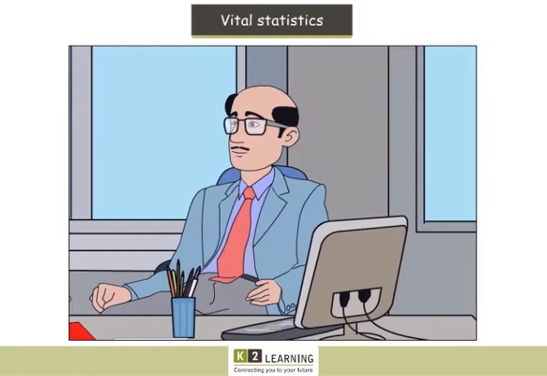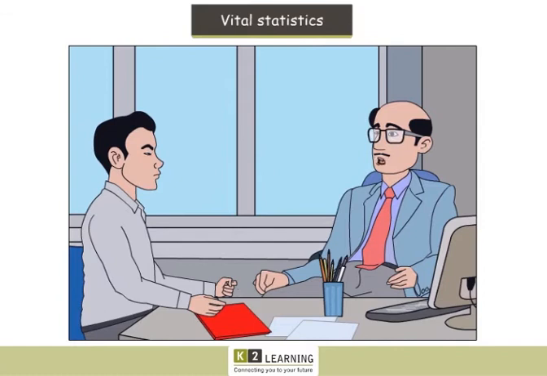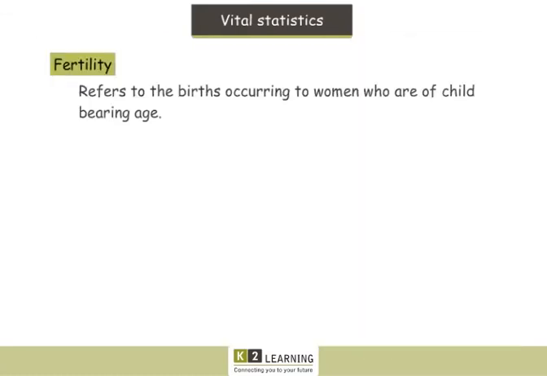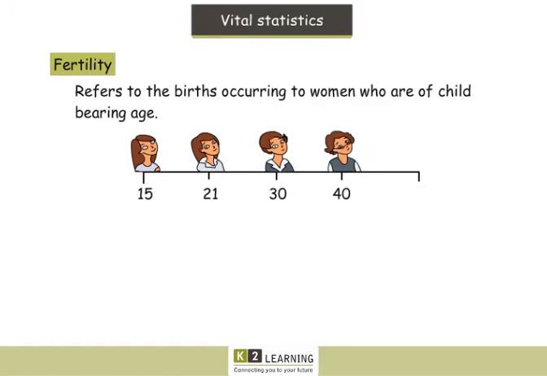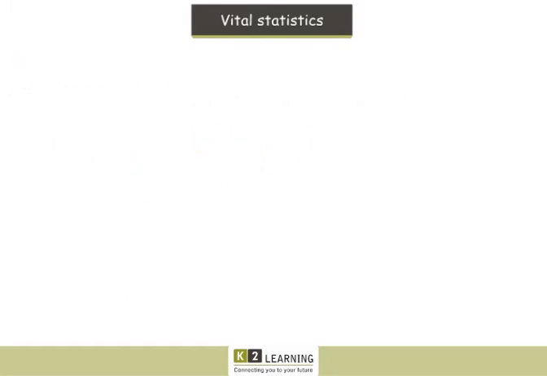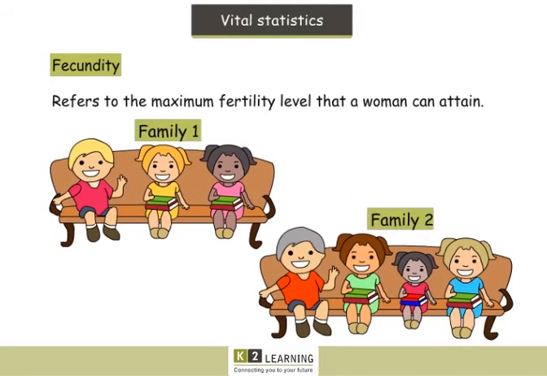What you need to learn next is two important concepts: fertility and mortality. Let us begin with fertility. Do you know what it means? Yes, fertility refers to the births occurring to women who are of childbearing age. Here, the childbearing age of females is between 15 and 49 years. There is another related term called fecundity, which refers to the maximum fertility level that a woman can attain.